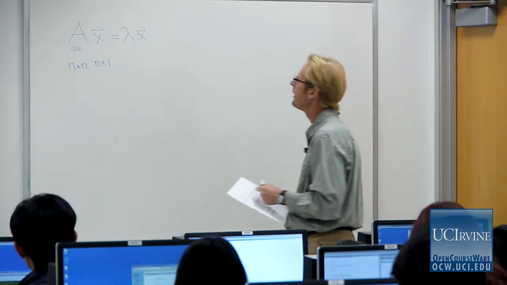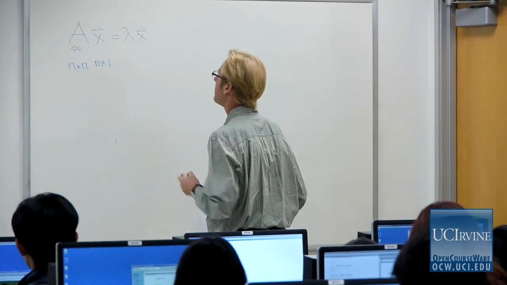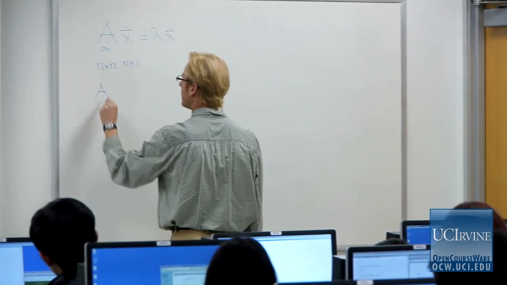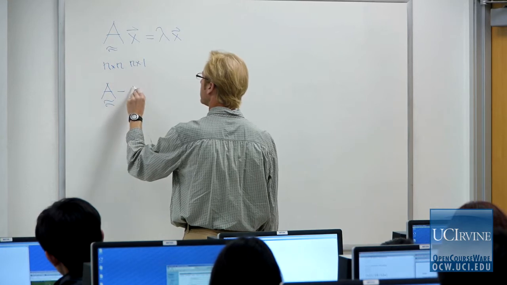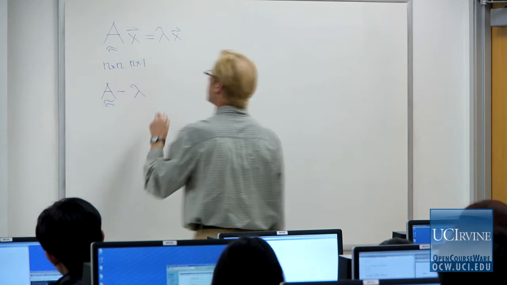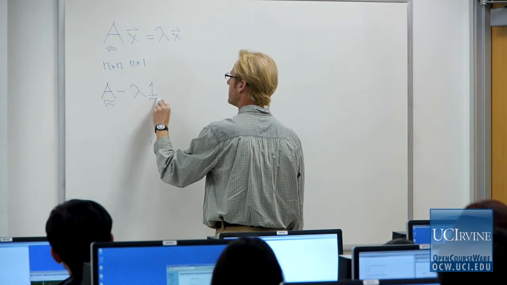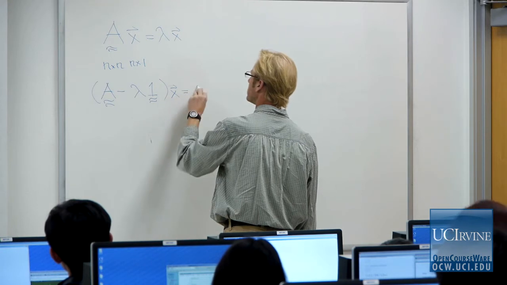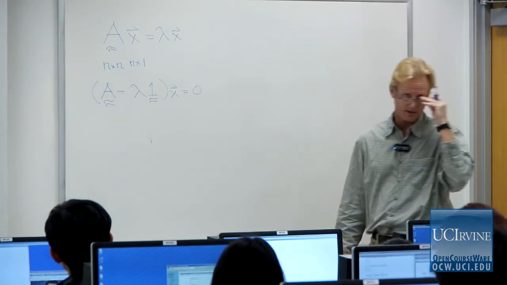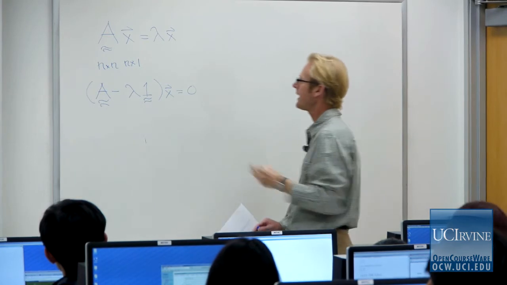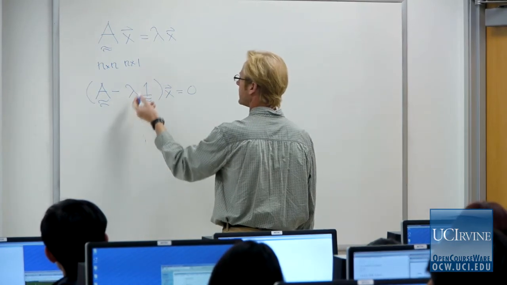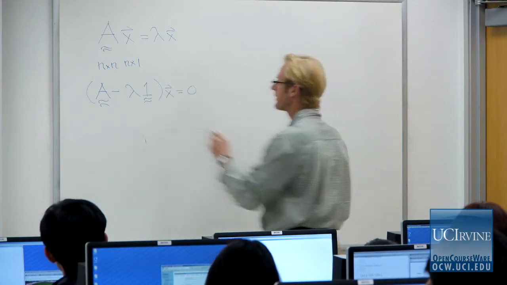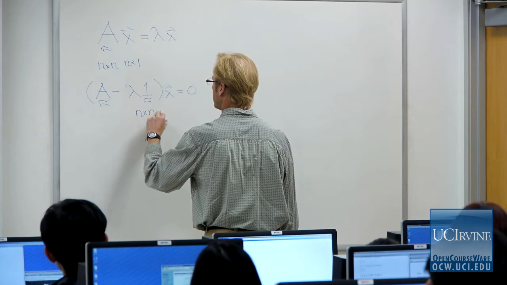First of all, we can write this equation as A minus lambda times the identity matrix, times the eigenvector x, is equal to 0. All I did was move the lambda x over to the left side. Lambda times the identity matrix is just a matrix whose diagonal elements are lambda. So this is an n by n identity.